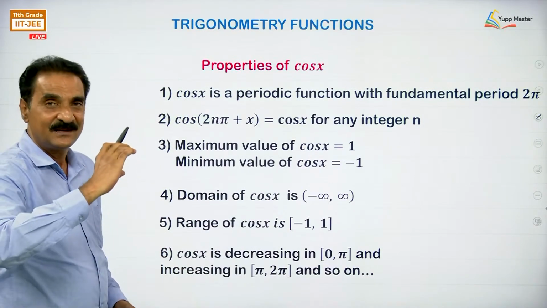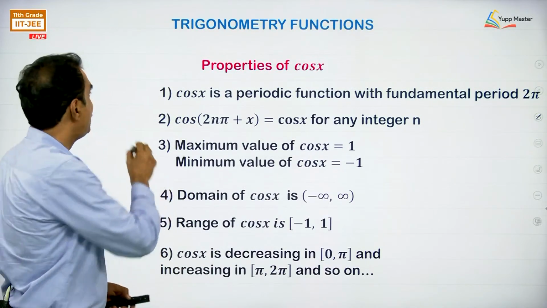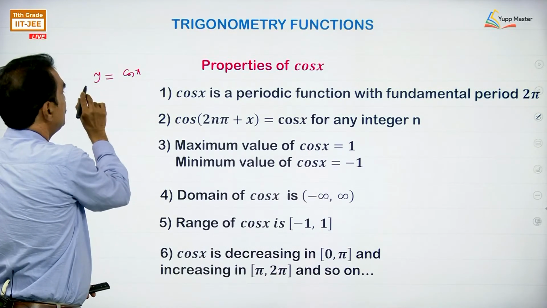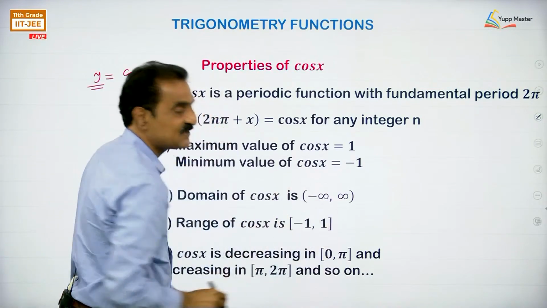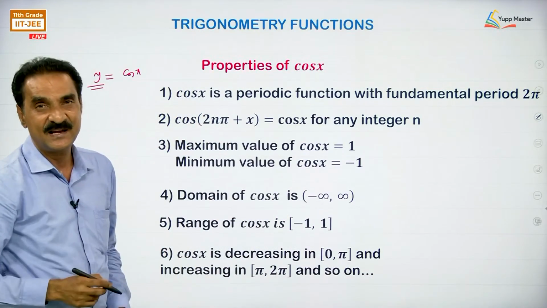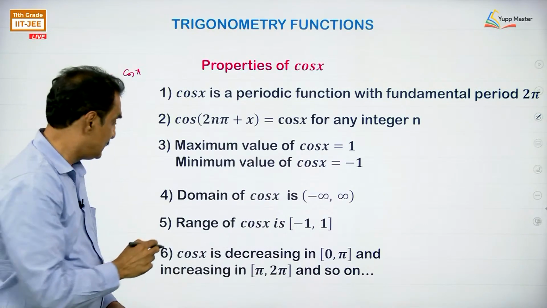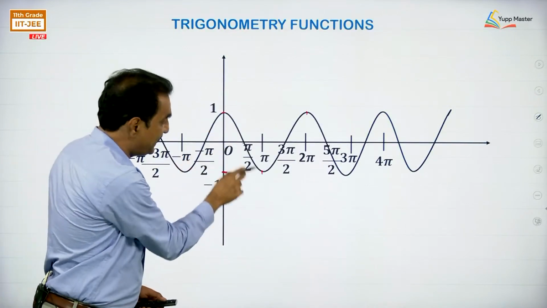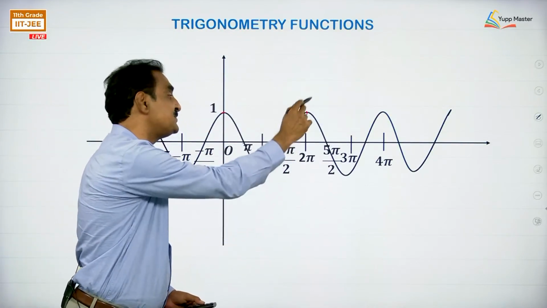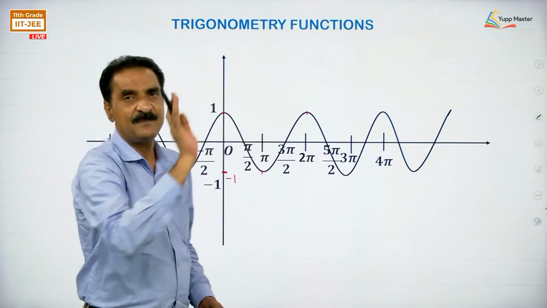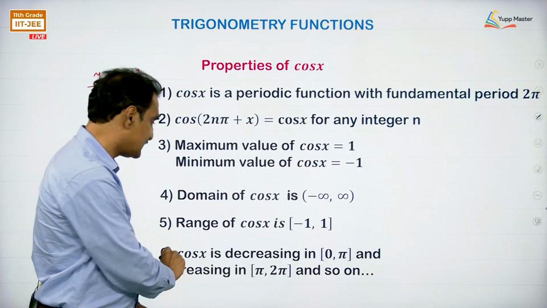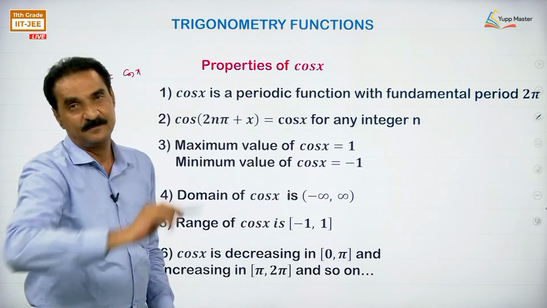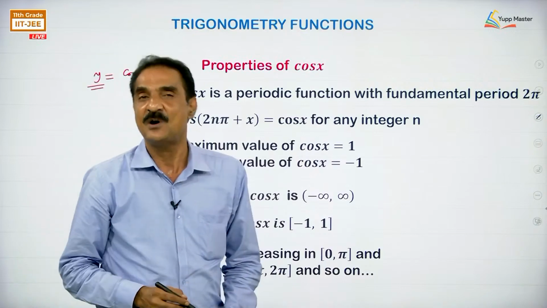Range is the set of values of y. If y is equal to cos x, then the interval of y is minus 1 to plus 1, closed interval. So, that is the range of cos x. And cos x is decreasing in the interval 0 to pi and increases from pi to 2 pi. Again the same thing will continue. So, cos x is decreasing from 0 to pi and increasing in pi to 2 pi and so on. Okay, these are the things about cos x.